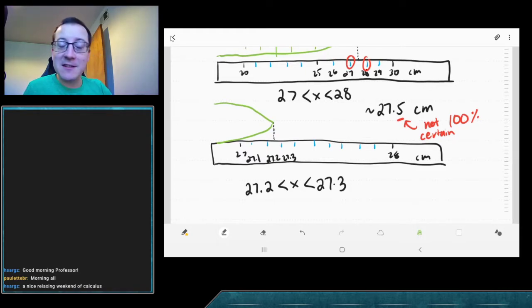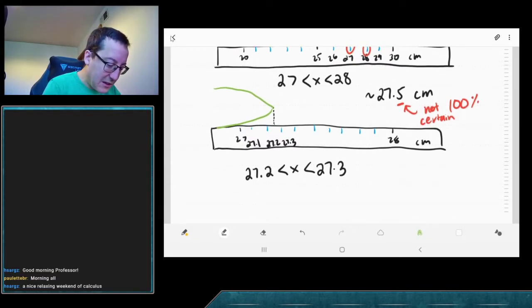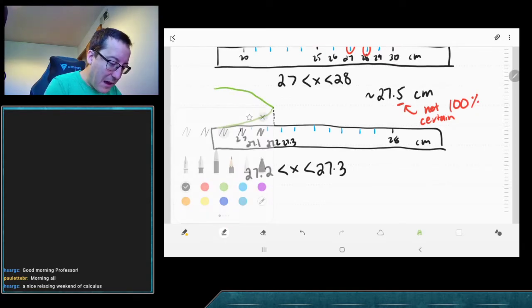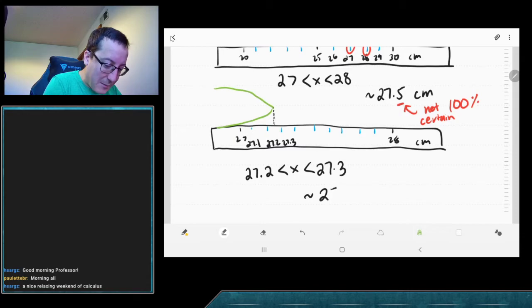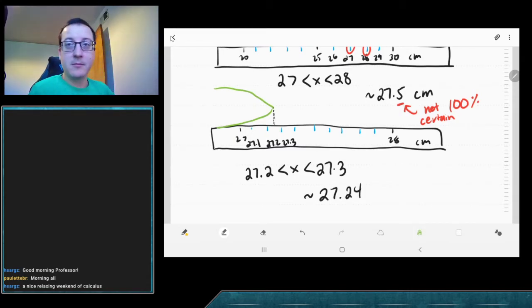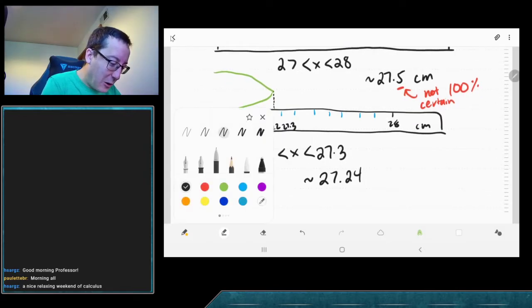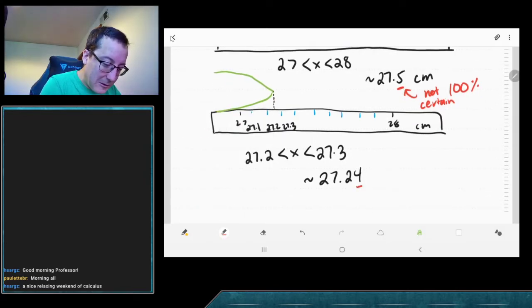This is now a very expensive, fancy ruler that has 0.1 centimeters on it. So we can use this information to say, okay, again, it's kind of halfway in between. Just for fun, I'm going to say maybe it's closer to 27.2, just a little bit. And so I might be able to say this is perhaps 27.24. Maybe I said 27.25, 27.23. Again here, we're seeing that only the last digit is uncertain. So again, not 100% on this.